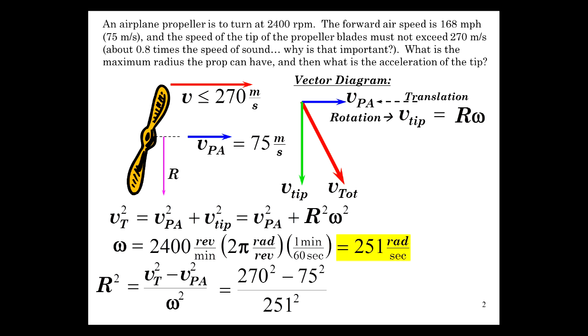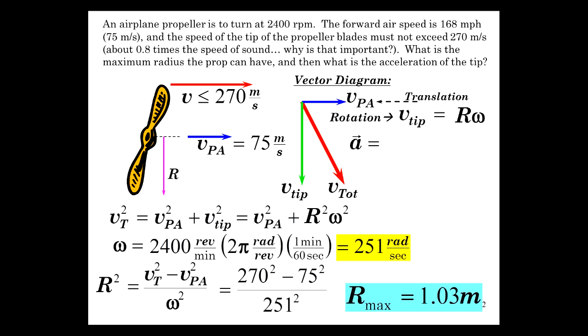And let's go ahead and plug the numbers in. We know the total can't exceed 270, so 270 squared minus 75 squared, over 251 squared, gives us the maximum radius being 1.03 meters. Very good. And so now what's the acceleration of the tip?